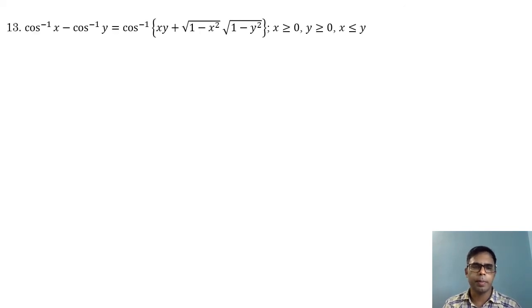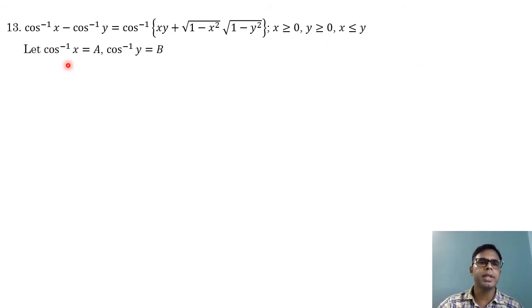So this is the next property: cos inverse x minus cos inverse y is equal to this one, and it has some conditions here. If x is greater than 0, y is greater than 0 and x is less than y, then the formula is this simple formula. Basically this formula is also used in other cases, for x less than 0, y greater than 0, or for x greater than 0, y less than 0, and some other conditions, x greater than y or y greater than x. In those cases you can use the formula just by applying the previous properties of inverse trigonometric functions. So let me prove this one.